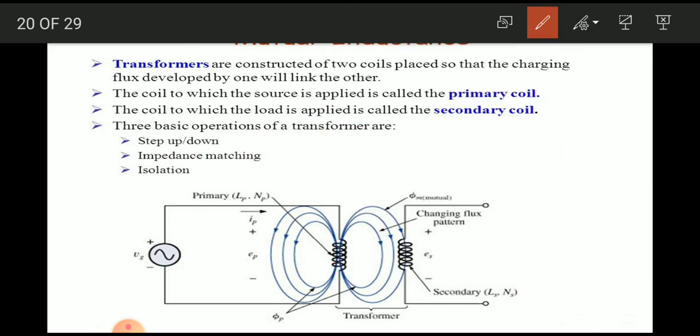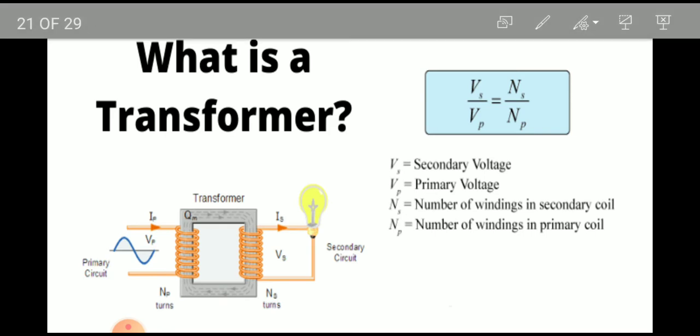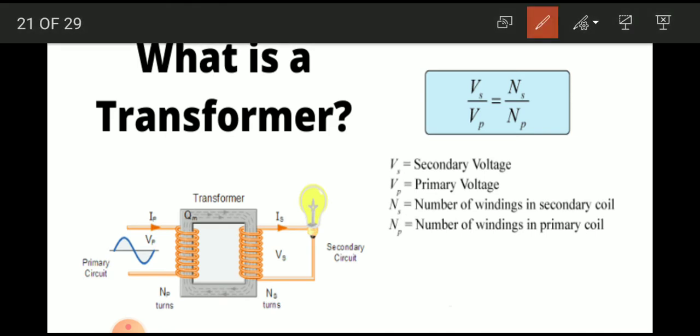Now, transformers are constructed of two coils placed so that changing flux developed by one links with the other. The coil to which the source is applied is called the primary coil. The coil to which the load is applied is called the secondary coil. The basic operations of a transformer are step up, step down, impedance matching, and isolation, also called insulation. What is a transformer? A transformer is a device which increases or decreases the amount of voltage.